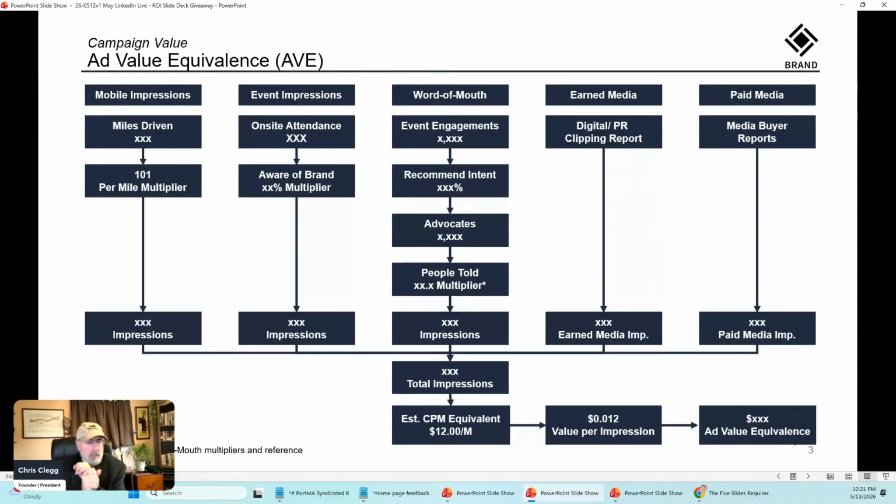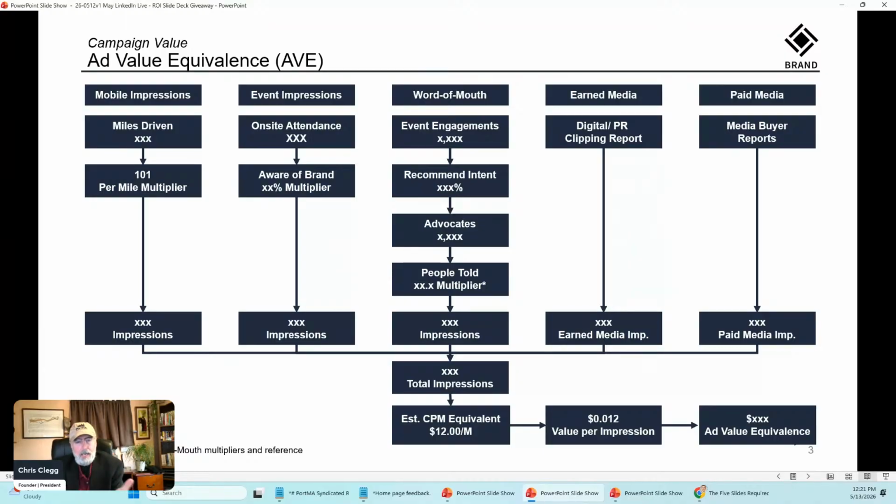You've got your mobile impressions, so it's going to be your miles driven in a wrapped vehicle multiplied by, we tend to use a standard metric of 101 impressions per all-purpose vehicle mile. Some arguments say it could be upwards over 200. There are legitimate white papers and publications based on real research that talk about each of those measures, and so with some consultation you can choose one or the other. But we tend to lean towards the more conservative for the reasons I spoke about earlier. So you have your mobile impressions, that you get that count.